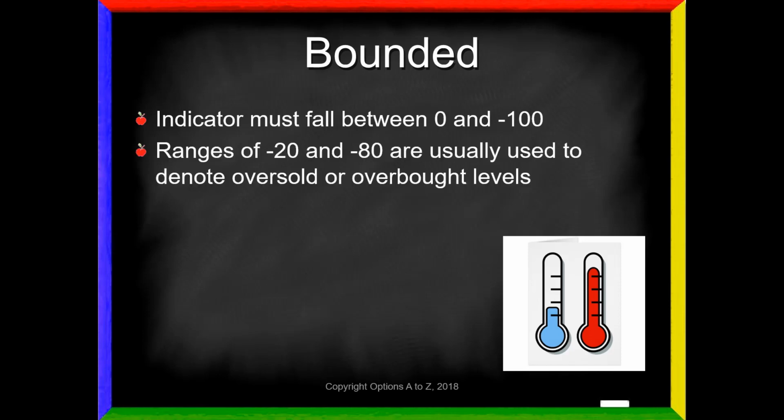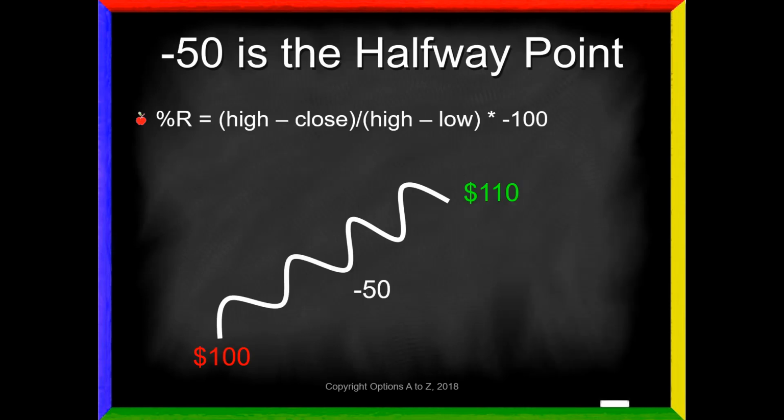And just like the stochastic oscillator, ranges of 20 and 80, of course for Williams percent R, it will be minus 20 and minus 80, are usually used to denote the oversold and overbought levels. Just keep in mind it's going to be reversed. Now what I mean by that is to remember that for Williams percent R, minus 50 is going to be the halfway point. So if you are getting a reading of minus 50, it means that the current stock price, or the current close, if the market's closed, is exactly halfway between the high and the low of those past 14 days. But if you're somewhere in this range, you're actually getting closer to the high.